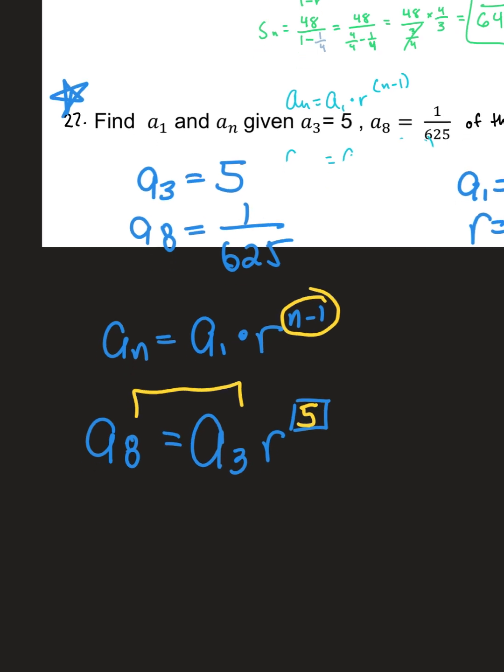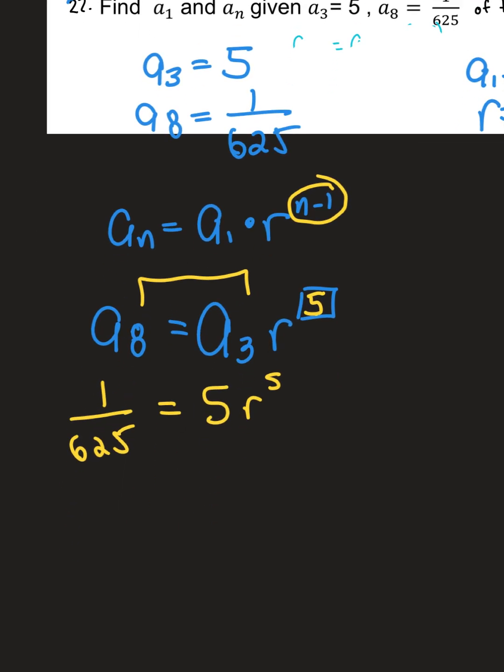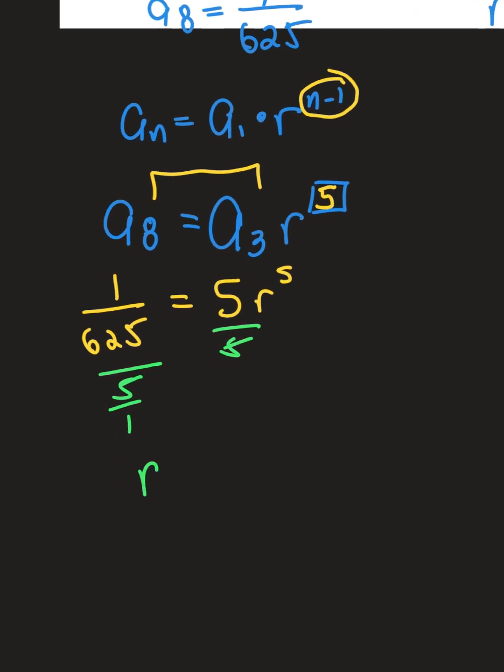So when we work this out, guys, a sub 8 is 1 over 625 equals 5 times r to the 5th power. How do we solve? How do you get r by itself? Divide by 5, good. Keep change flip. So r to the 5th power equals, if I keep change flip, 1 over 625 times 1 over 5. It's going to be 1 over 3125.